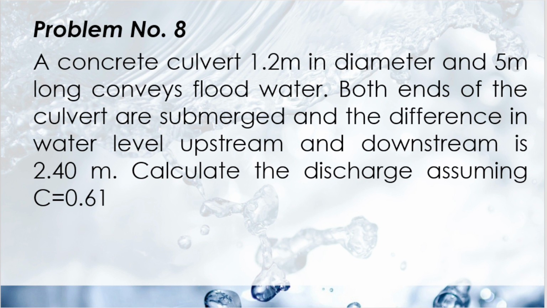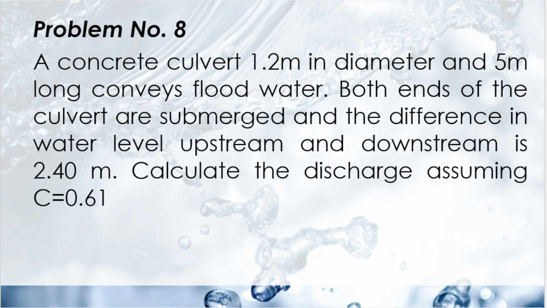It states here that a concrete culvert 1.2 meter in diameter and 5 meter long conveys flood water. Both ends of the culvert are submerged and the difference in water level upstream and downstream is 2.4 meters. Calculate the discharge assuming C is equal to 0.61. So this is our problem.